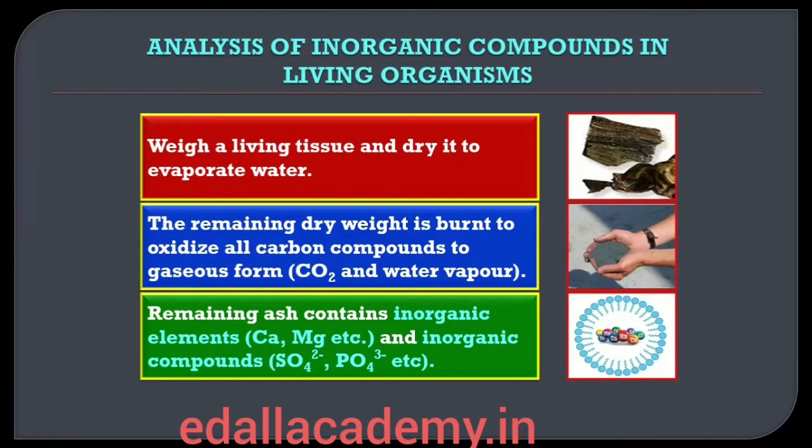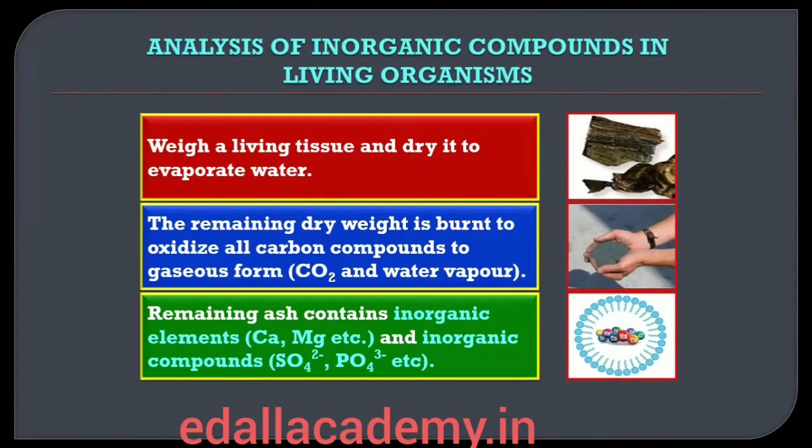Slightly differently, destructive experiments have to be done. One weighs a small amount of a living tissue, say a leaf or liver, and this is called wet weight, and dries it. All the water evaporates, and the remaining material gives dry weight. Now if the tissue is fully burnt, all the carbon compounds are oxidized to gaseous form in the form of carbon dioxide, water vapor and are removed. What is remaining is called ash.